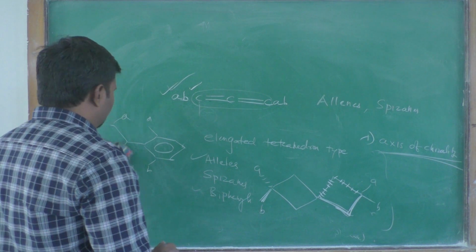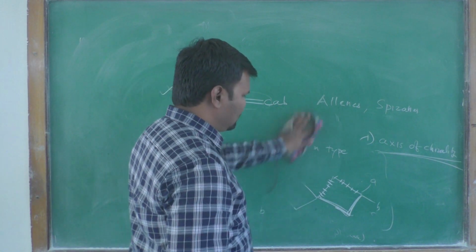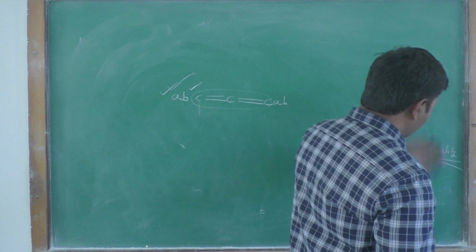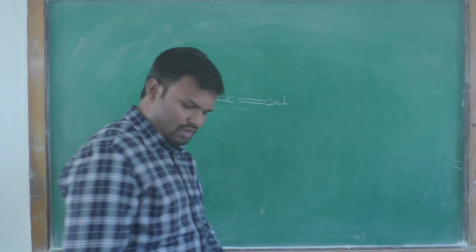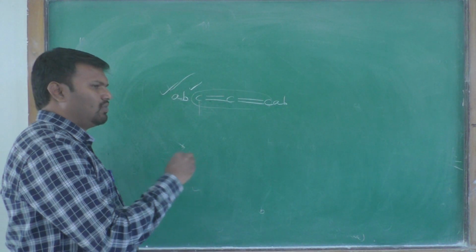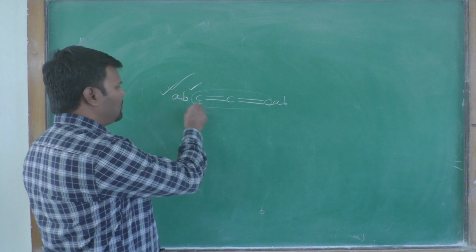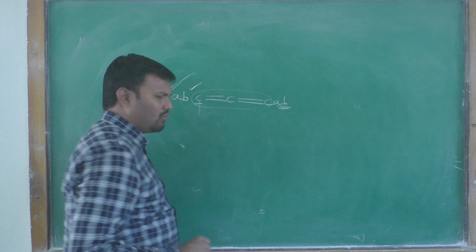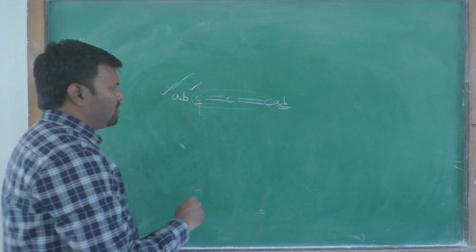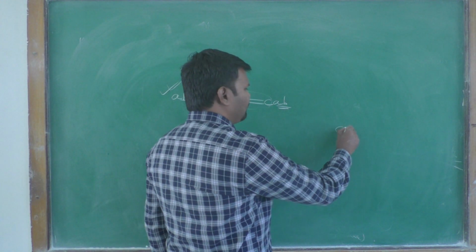Let us start with the allenes. We have seen the allenes. One of the conditions is that in allenes, the carbon should have different groups attached to it. For this, we have one example.